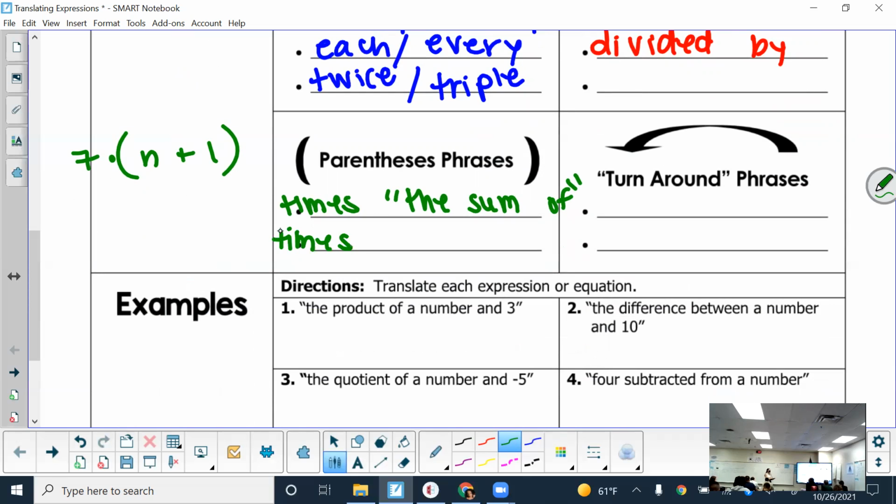Also, when we say things like times the difference of, I'm gonna abbreviate it. All right. You have to group them together so that you know to take the difference of them first and then multiply it.